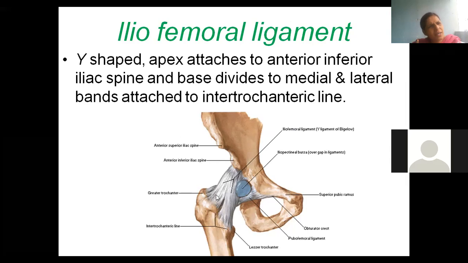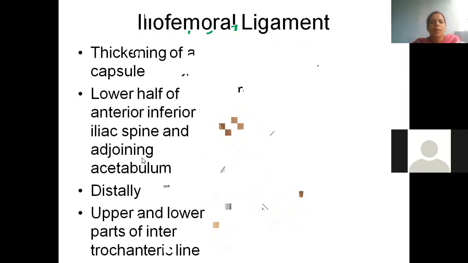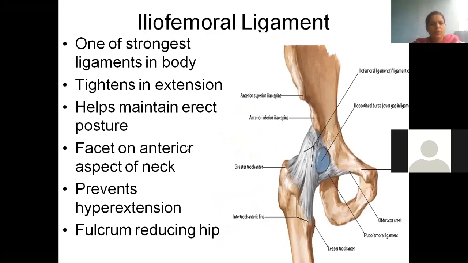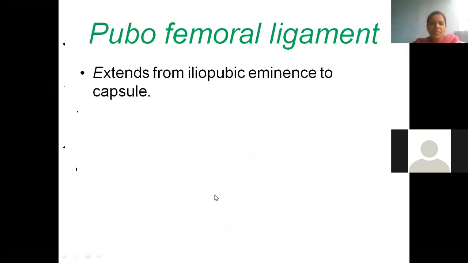So I was just talking like inside the fibrous capsule, we have a synovial membrane which extends out wherever we have a lot of friction. So you are finding there is a bursa here, okay, which is called as iliopectineal bursa, which is found between the two ligaments, that is iliofemoral ligament and pubofemoral ligament. Okay, you call this as iliopectineal bursa. Then all this I told you, this is one of the strongest ligaments. This is the ligament responsible for our erect posture of our body.